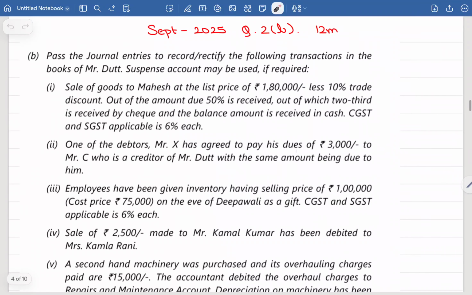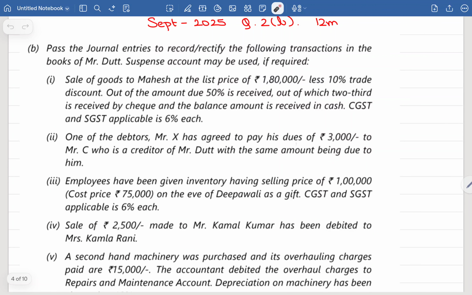Let us go to the second point. One of the debtors, Mr. X, has agreed to pay his dues of rupees 3,000. So Mr. X is a debtor from whom we have to receive rupees 3,000. He agreed to pay this amount to Mr. C, who is a creditor. Creditor means it is my liability. Debtor means it is my asset.